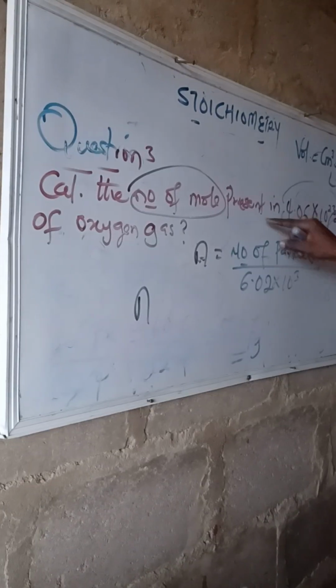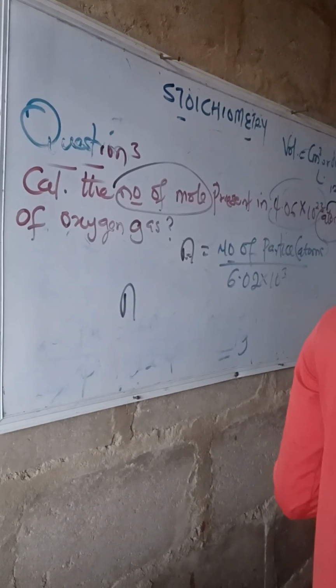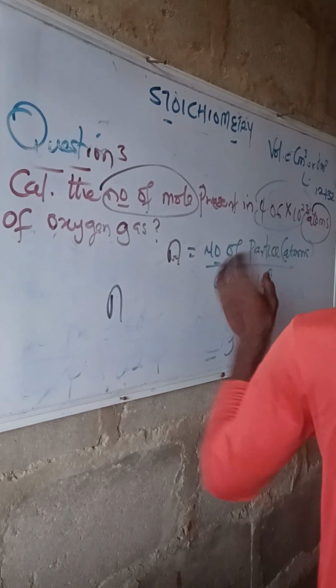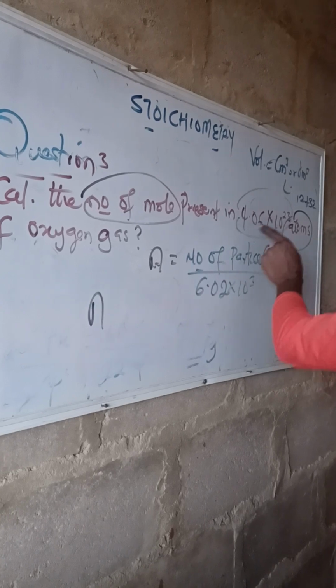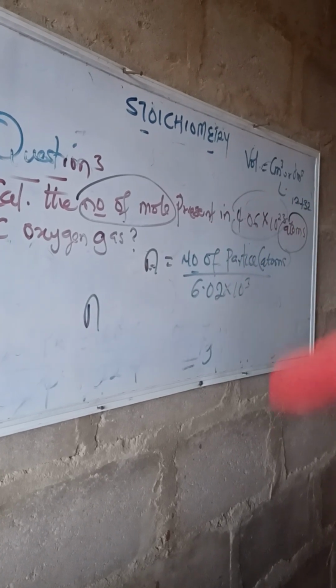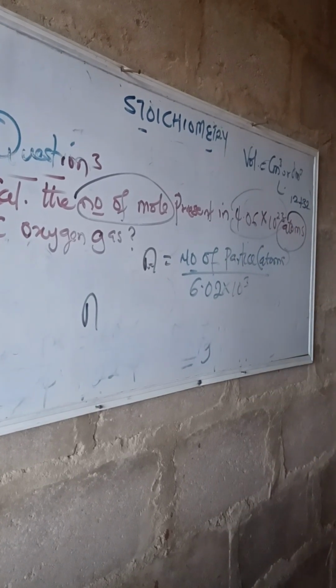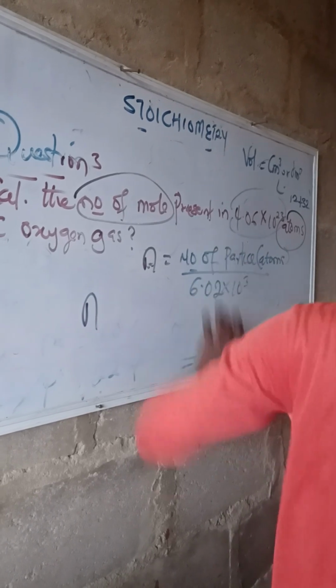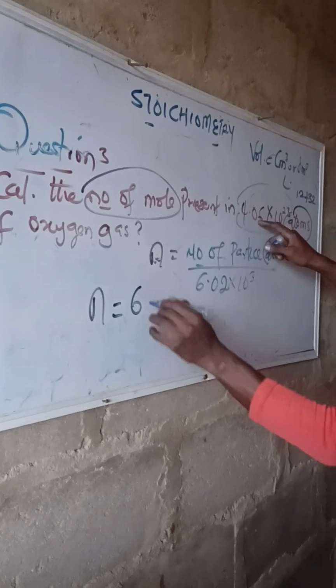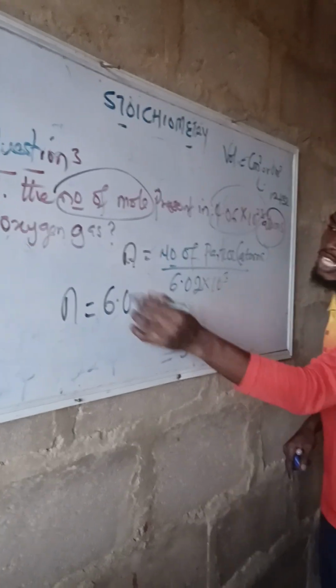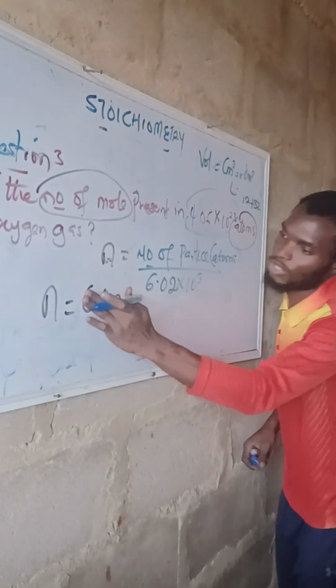We are given numbers of particles, which is this. And why? It is not magic. What makes me know that this is the formula to use? Just check: atoms. The extra unit for particles is atoms, and the only formula that talks about atoms is this formula. Are we together? Now N equals what are we having? 6.02, okay, sorry.